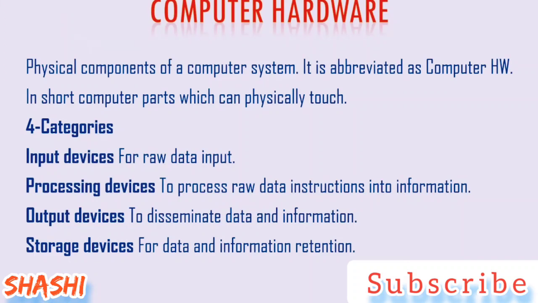Computer hardware is the physical components of a computer system. It is abbreviated as computer HW or HW. In short, computer parts which you can physically touch.